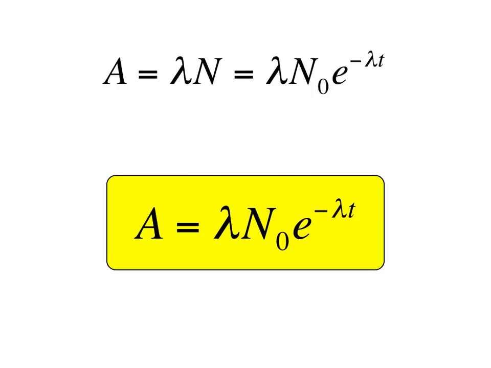Sometimes we want to predict the activity in decays per second of a sample of a radioactive substance. This equation will allow you to calculate the activity in decays per second, or becquerels, of a sample if you know the original number of parent nuclei, the activity constant, and the amount of time that has elapsed.